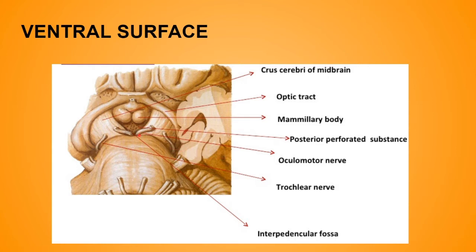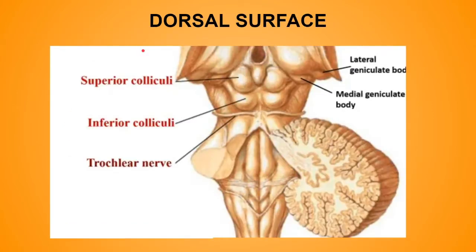Now as you can see, this is the oculomotor nerve. This oculomotor nerve emerges from the groove on the medial side of the crus cerebri. Now next is the trochlear nerve. Now this is the trochlear nerve. This trochlear nerve doesn't arise from the ventral surface. It basically arises from the dorsal surface.